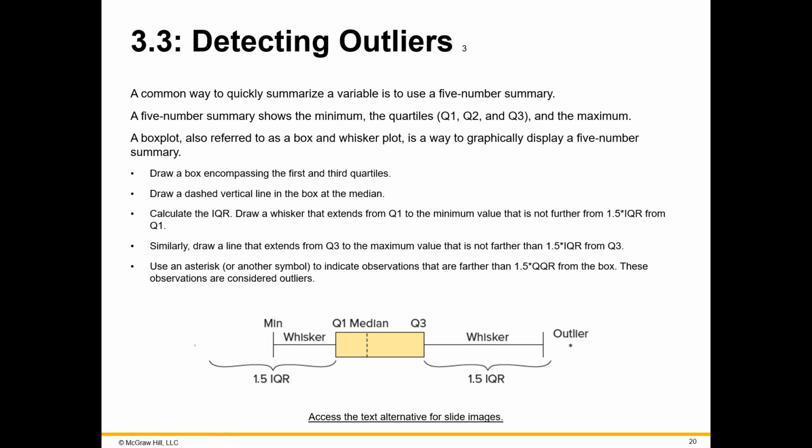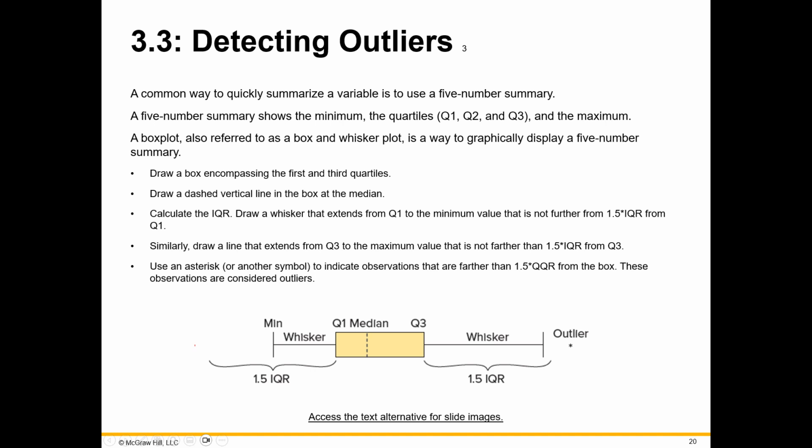As a general rule of thumb, people will say that anything that is more than 1.5 times the interquartile range above the third quartile should be considered an outlier. Anything that is 1.5 times the interquartile range below the first quartile should be a low-end outlier. And that's generally, in theory, what they do.